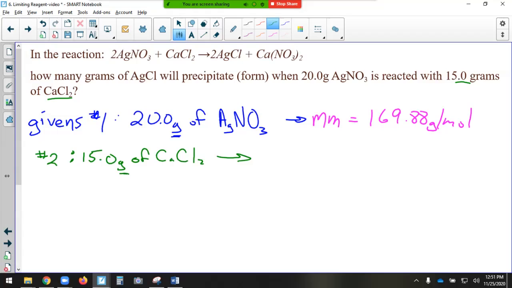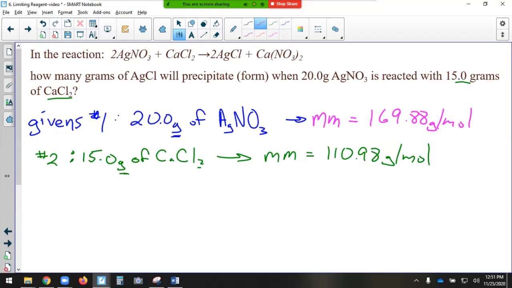And whenever you're given a mass, you have to figure out what the molar mass is before you can really do any kind of stoichiometry. So calcium plus 2 chlorines would give you 110.98 grams per mole. Again, you guys can figure that part out. Otherwise, just take me at my word.